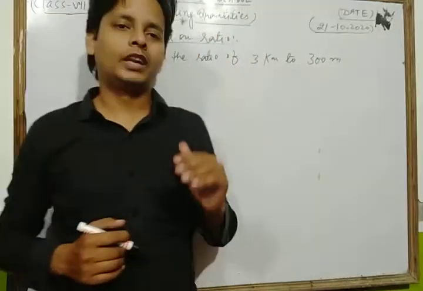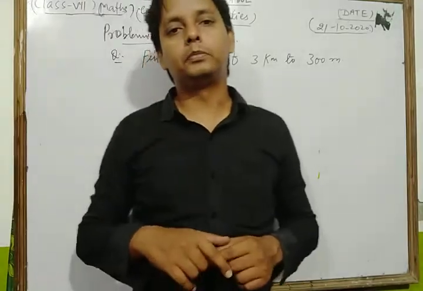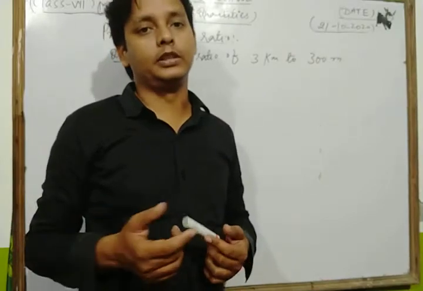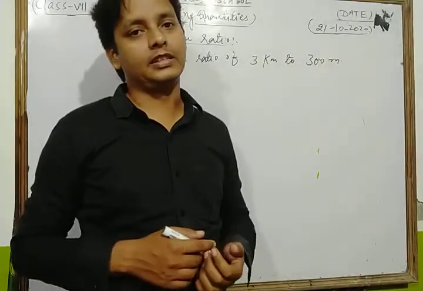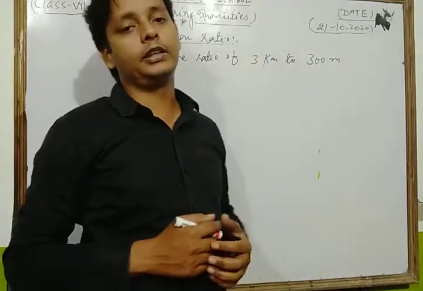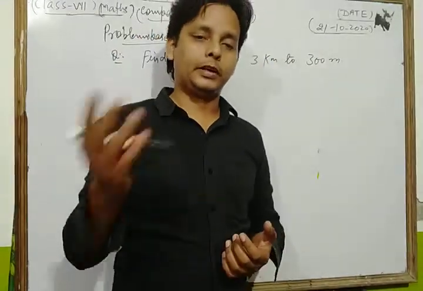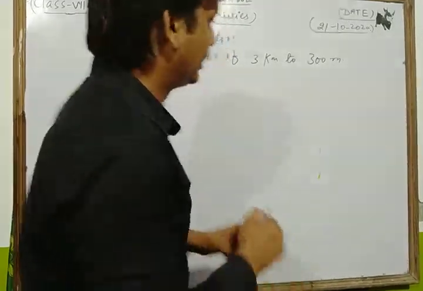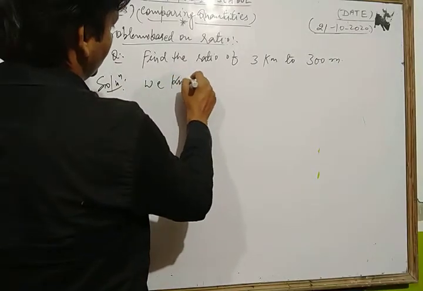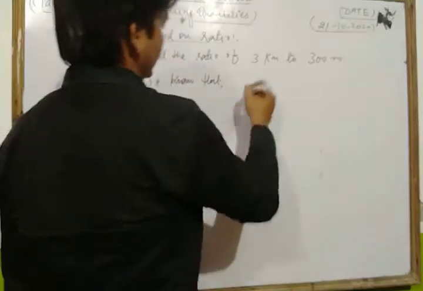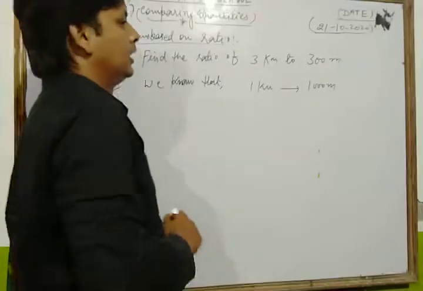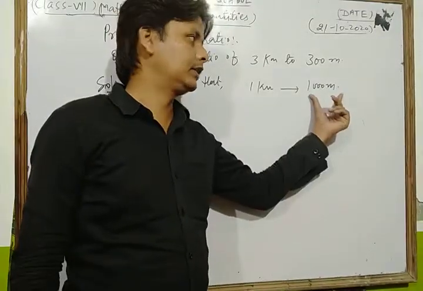First of all, dear students, in this type of question we convert both into the same units. Both are units of distance, but one is kilometer and the other is meter. So first we convert meter into kilometer or kilometer into meter, and then we can simplify it. Let's see the solution. First of all, we know that 1 kilometer is how many meters? 1000 meter. Yes friends, in 1 kilometer there are 1000 meters.